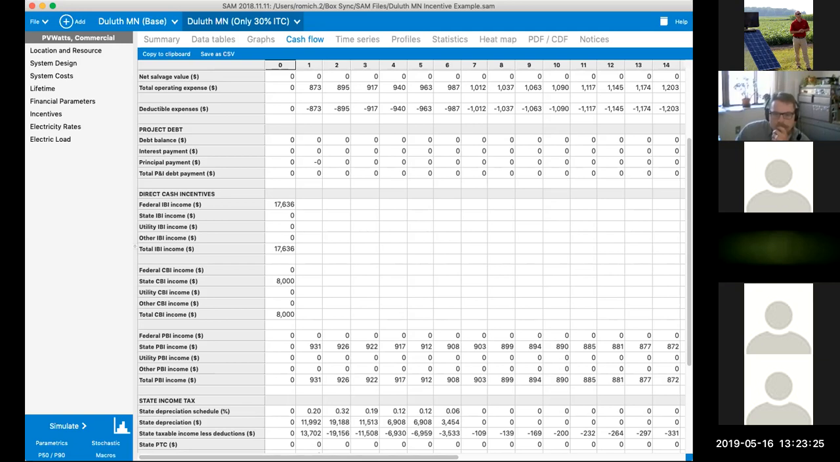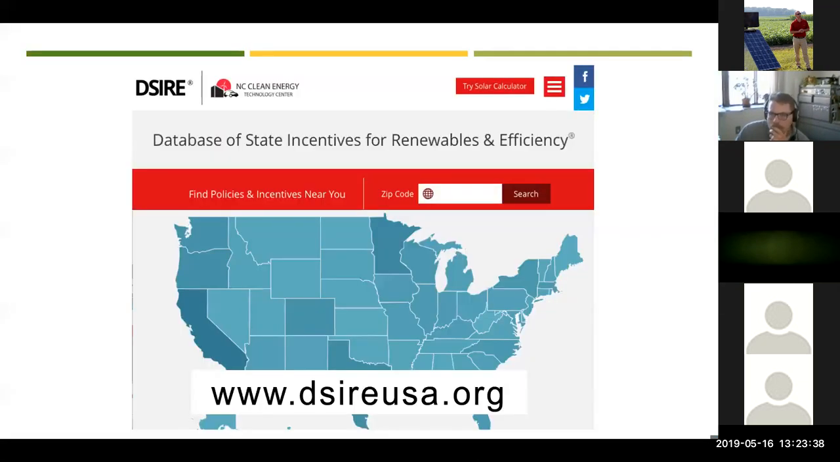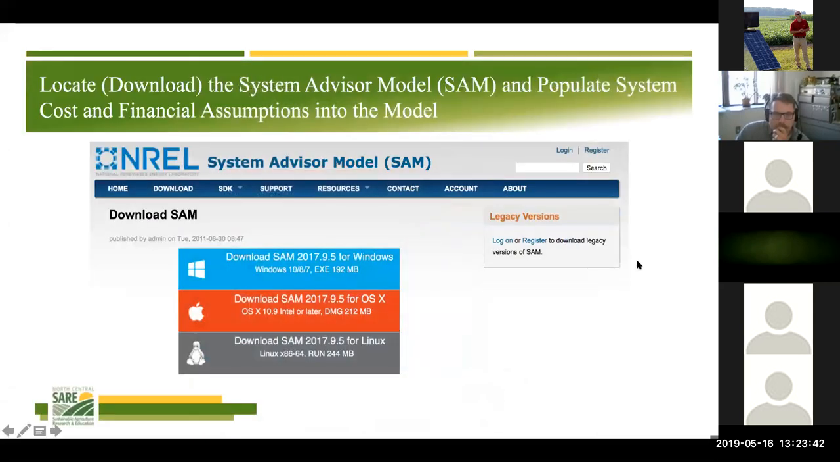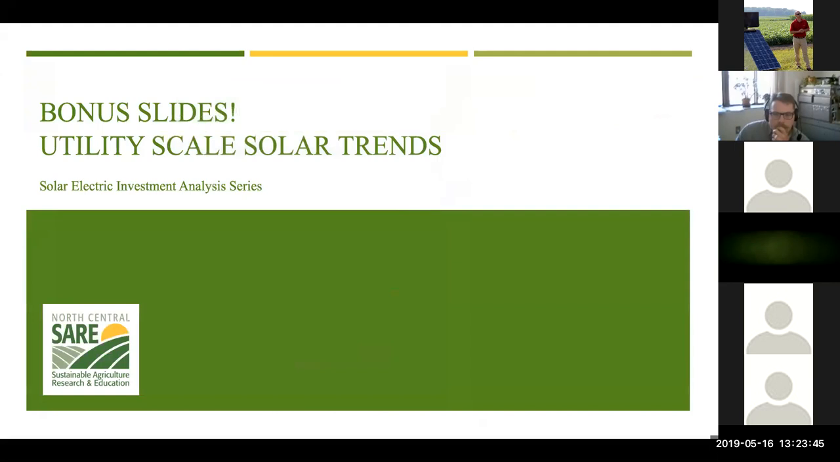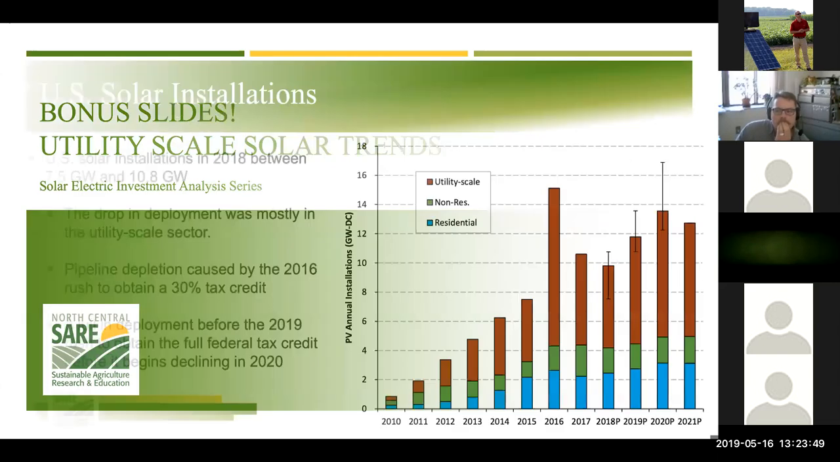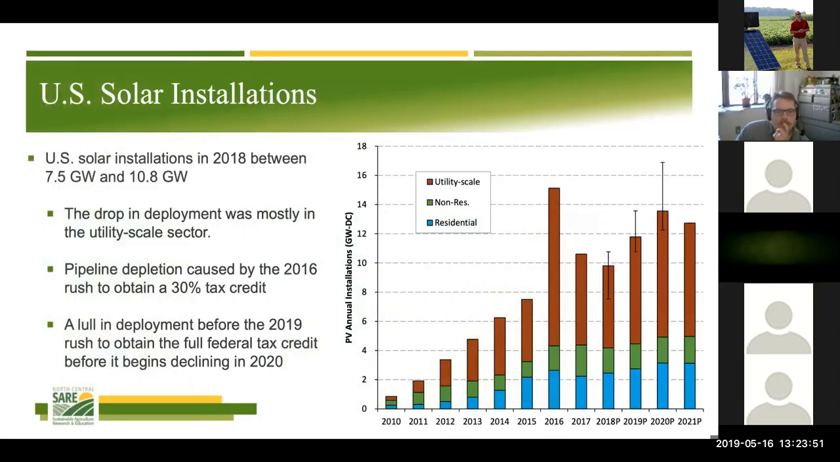So, all right, I am going to go back to our slide deck and we'll wrap up this discussion with a little bit of a summary on what's happening with trends related to large-scale solar. So we went through these two bonus slides. We're going to look at trends with utility-scale solar. I want to work through these first couple slides, just looking at what the installation trends are.